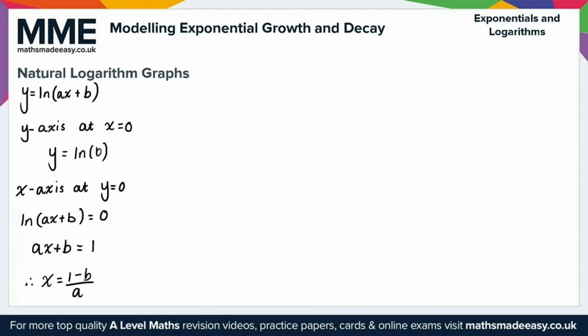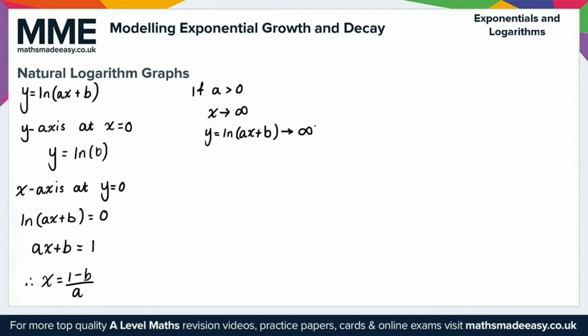So that gives us where it intercepts the axes. Step 2 now, we just find the asymptotes by looking at the behaviour of the graph as x tends to plus and minus infinity. So first let's consider if a is greater than 0. So if a is greater than 0, then as x tends to infinity, y equals the natural logarithm of ax plus b tends to infinity.